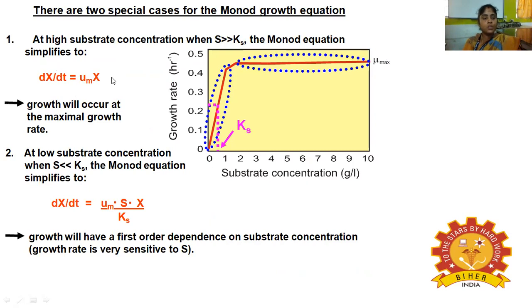Okay, so this is one special case: at high substrate concentration, the Ks will be a negligible part. So the growth rate, whatever has occurred, we are going to take as the maximal growth rate, that is the mu max.